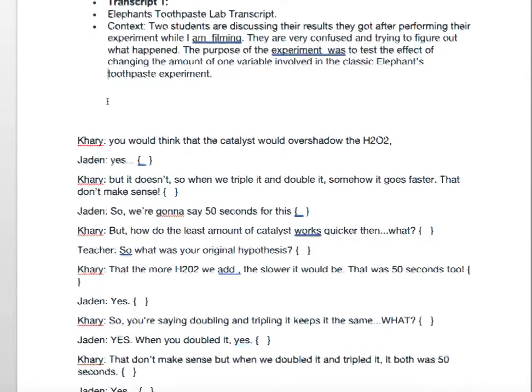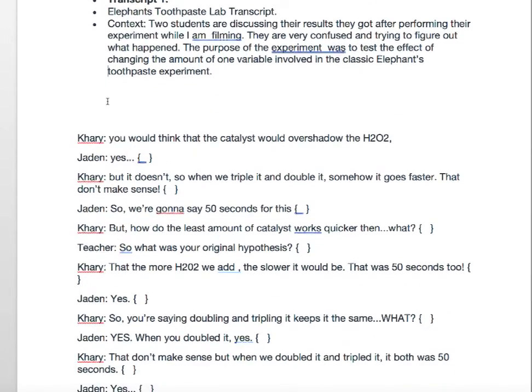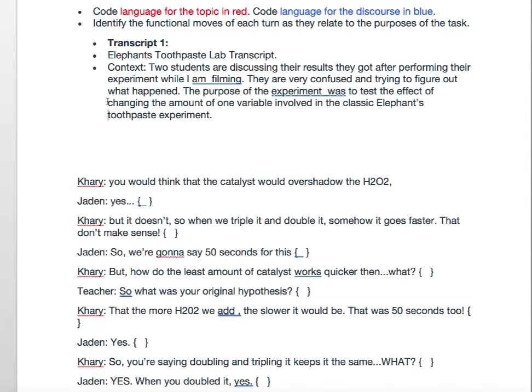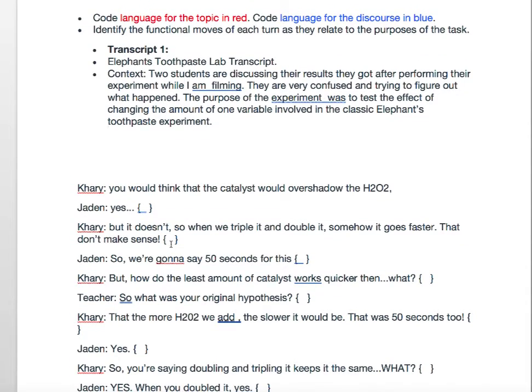Okay, so before I even start coding, I'm going to tackle the easy stuff first. I just want you to keep in mind that this language for the topic and language for the discourse can be seen in some cases to operate on a continuum. All right, so there might be some exemplars in our transcript that may be more of one than the other. It might be a little bit ambiguous.